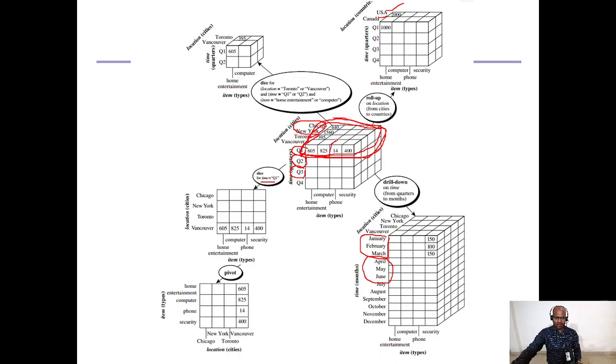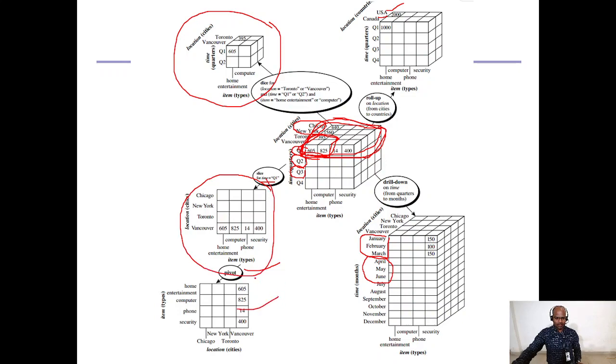This may be an example of a dice: the dice for location Toronto or Vancouver, time Q1 or Q2, and item home entertainment or computer. Slice means quarter 1 data here; dice means it contains some part of the data cube. Next, the pivot operations mean we can rotate the obtained slice to get different views. They are all called pivot operations.